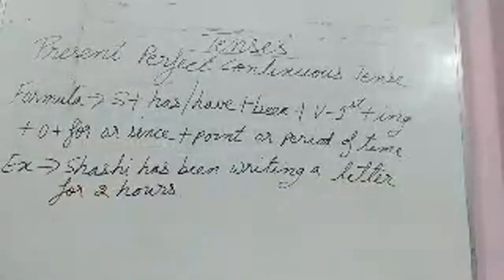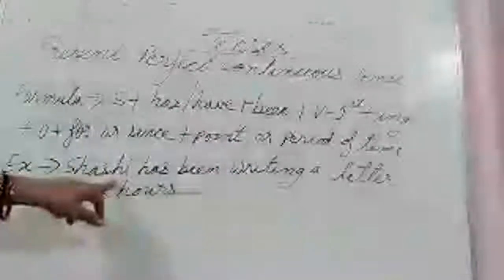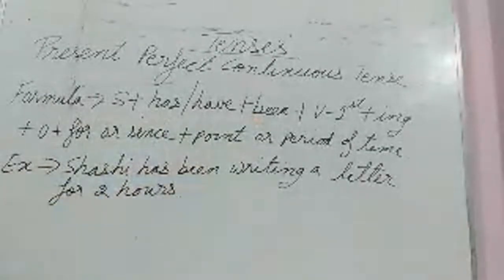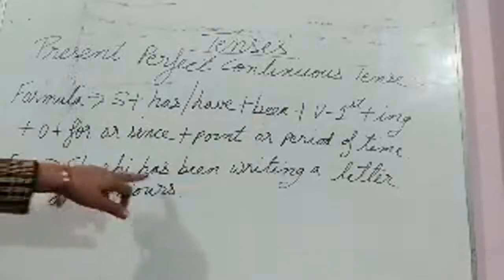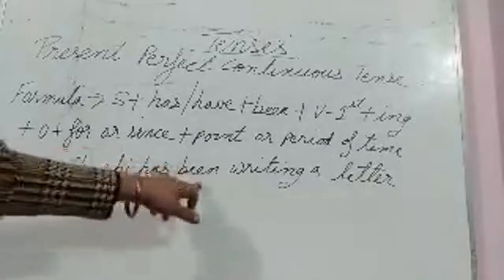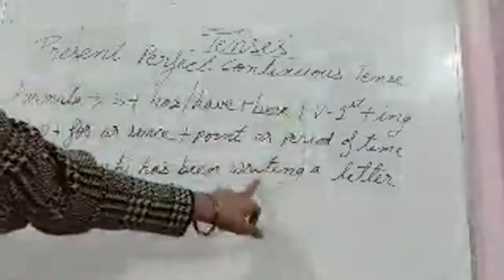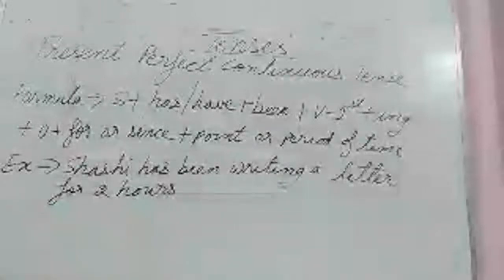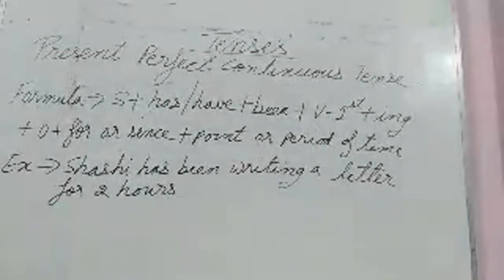So the example is: Shashi has been writing a letter for 2 hours. Here Shashi is a subject. Has we have placed because Shashi is a singular subject. So has been writing, verb of first form plus ing. A letter is the object, and for 2 hours. So this is the example related to present perfect continuous tense according to the formula. Now let's see the next example.